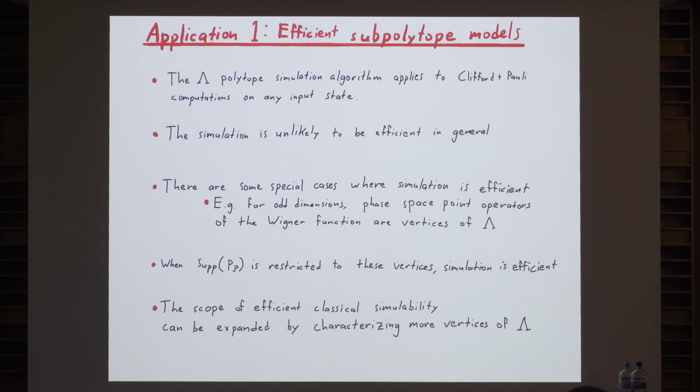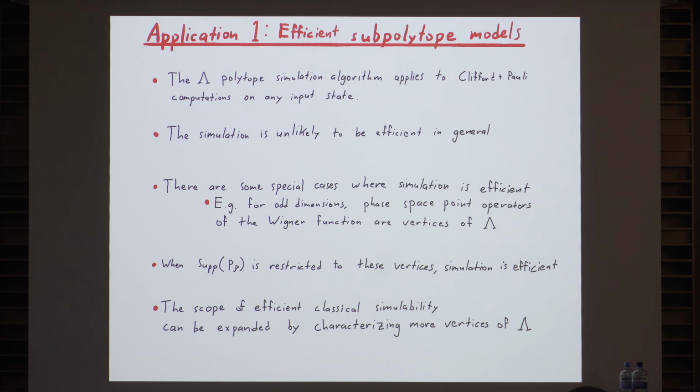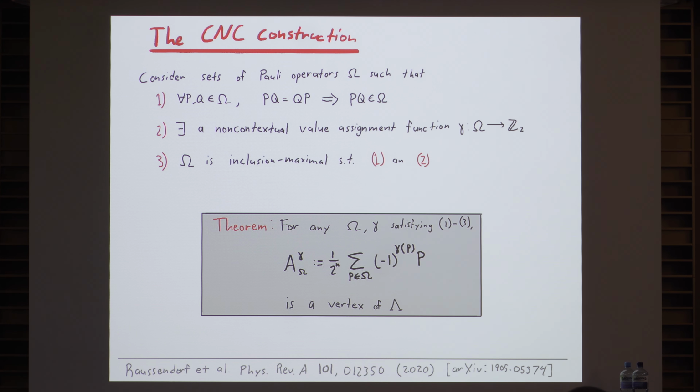Whenever the support of the distribution representing your input state is restricted to a subset of vertices for which these updates under Cliffords and Paulis is computationally efficient, then the whole simulation can be computationally efficient. And so this gives us a path forward. You can expand the scope of what you can efficiently simulate classically by characterizing more vertices of the polytope. So that's our goal now, is to characterize more vertices of these lambda polytopes. And we've made some progress in this direction.